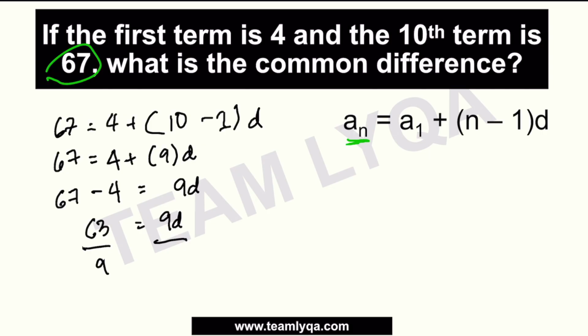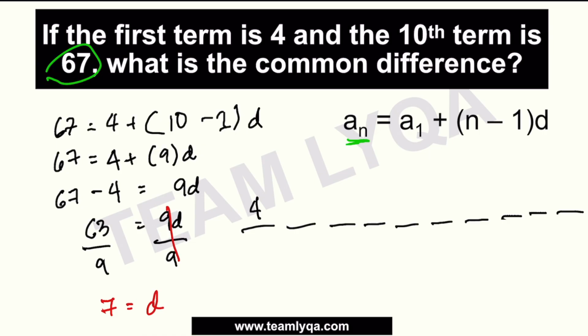Divide natin both sides by 9. Maka-cancel ito. 63 divided by 9 is 7. So, 7 is equal to d. 7 ang common difference niya. Now, again, if you want to check, just to make sure, 1, 2, 3, 4, 5, 6, 7, 8, 9, 10. First term is 4.